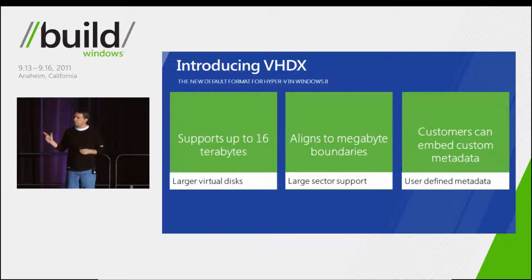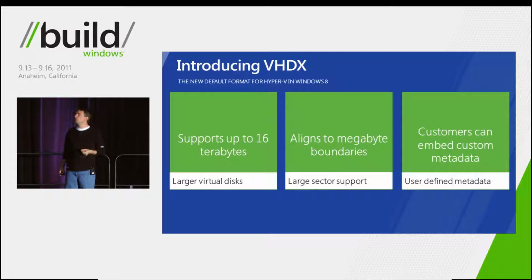The second thing that's important is disks these days tend not to have sectors that are 512 bytes. So we have baked in support for large sector sizes into the new VHDX file format. So we do alignment on megabyte boundaries for all of the important I/O that we do and all of the metadata that we maintain so that you can get effective performance on large sector disks.